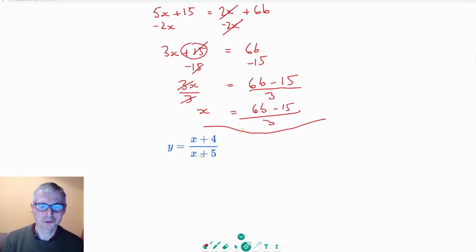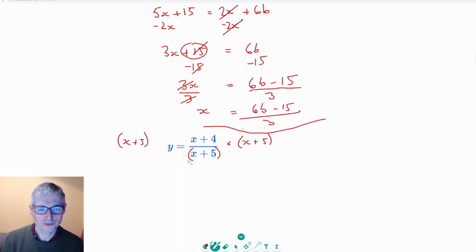In our final example, so this is the most difficult one that we're going to look at, we've got x plus 4 over x plus 5 on the right hand side of the equation, and that's equal to y. So we're going to make x the subject. So the first thing I'm going to do is multiply both sides by this x plus 5, because I don't want x's to be on the bottom of an equation. So I'm going to do that, times by x plus 5 there, and times by x plus 5 there.